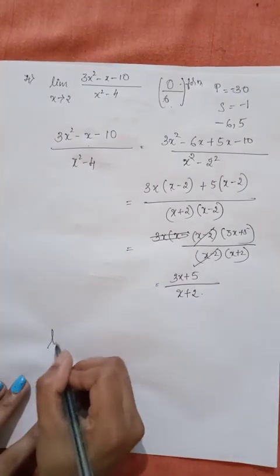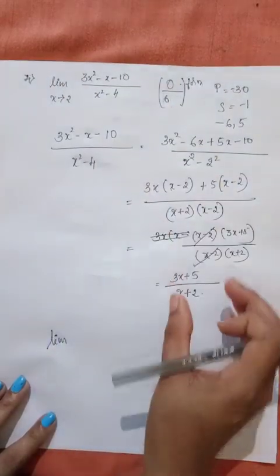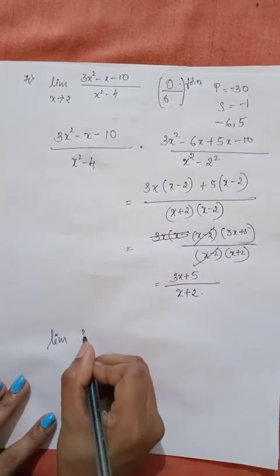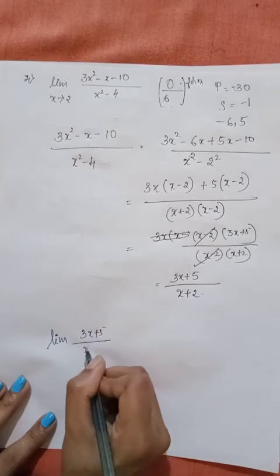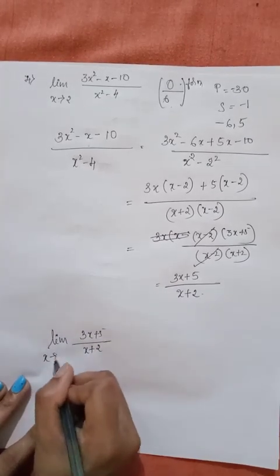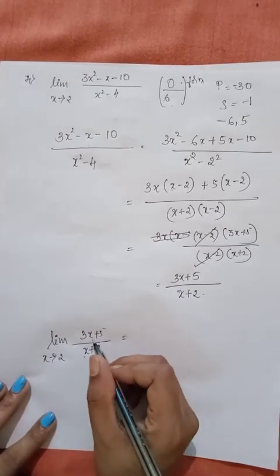So then what you have to find? Now you find the limit. Now the same function can be written in this form. So the limit of 3x plus 5 divided by x plus 2 as x tends to 2. Now directly put x is equal to 2.